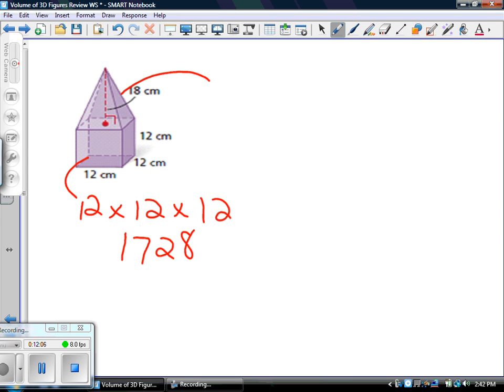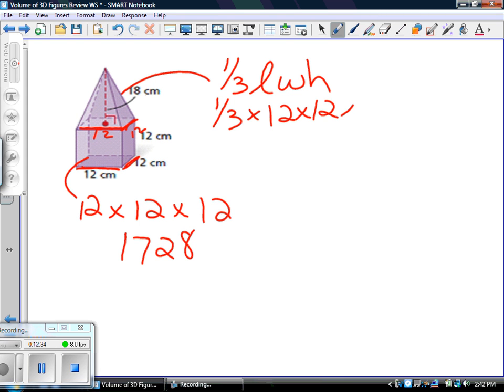If you look now at the pyramid, the formula here would be 1/3 length times width times height. And in that case, your length and your width are actually going to be 12. Looking at the bottom cube, we can see that opposite here and here is 12, and here is 12, so this also has to be 12 here. And so we see the height is 18, so 1/3 times 12 times 12 times 18, and in this case you should get 864. Again, being centimeters cubed, and we'll add our label to our final answer.